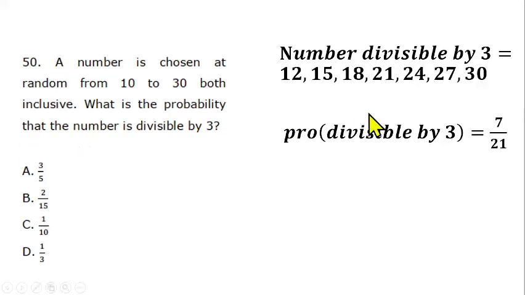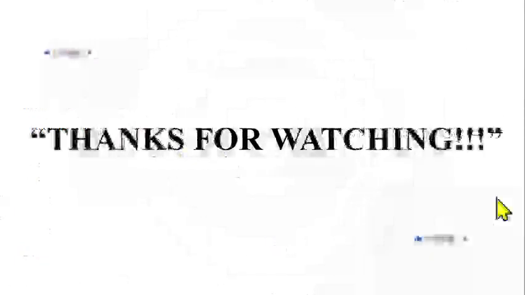So the probability that the number is divisible by 3: the favorable outcomes are 7 in number, 1, 2, 3, 4, 5, 6, 7. Over the 21 numbers between 10 and 30. So you have 7 over 21, which gives us 1 over 3. So that's the solution to the JAMB 2014 mathematics questions.